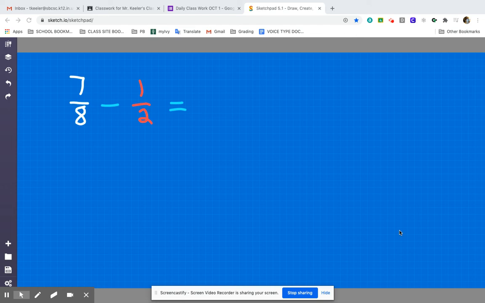Hey guys, this particular problem we're going to work with is a subtraction of fractions. Hey, that rhymes. So we're going to subtract two fractions with unlike denominators, and what we have here is 7/8 minus a half.